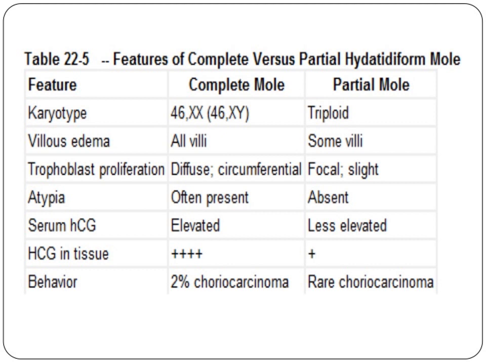Atypia is often present in complete mole while it's absent in partial mole. Serum beta hCG levels are elevated in complete mole, while they are elevated in partial mole, but the levels are less as compared to complete mole. Beta hCG in tissue is positive with strong diffuse positivity in complete mole, while there is focal positivity in partial mole. Now, complete mole, 2% can lead to choriocarcinoma, while it's rare, or the partial mole never leads to choriocarcinoma.